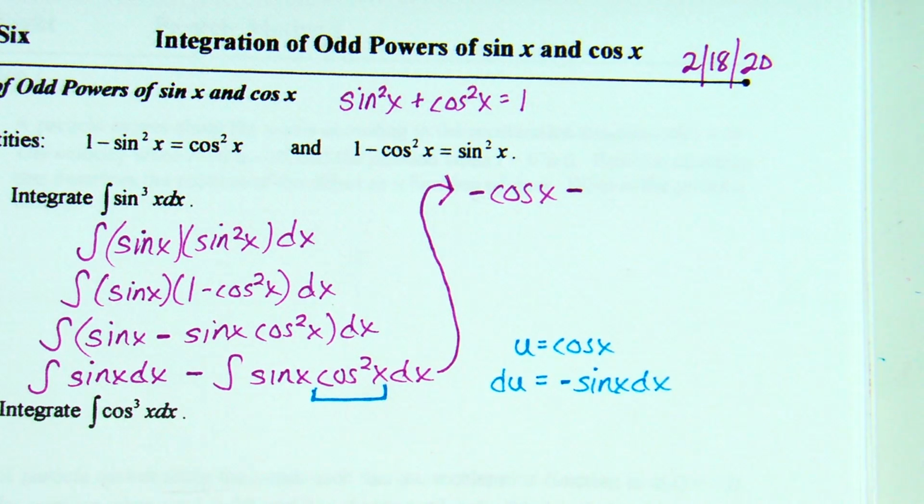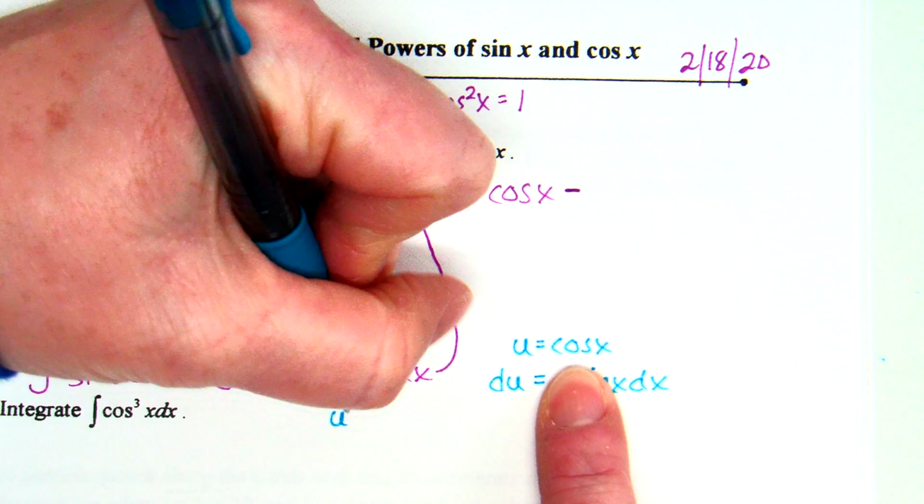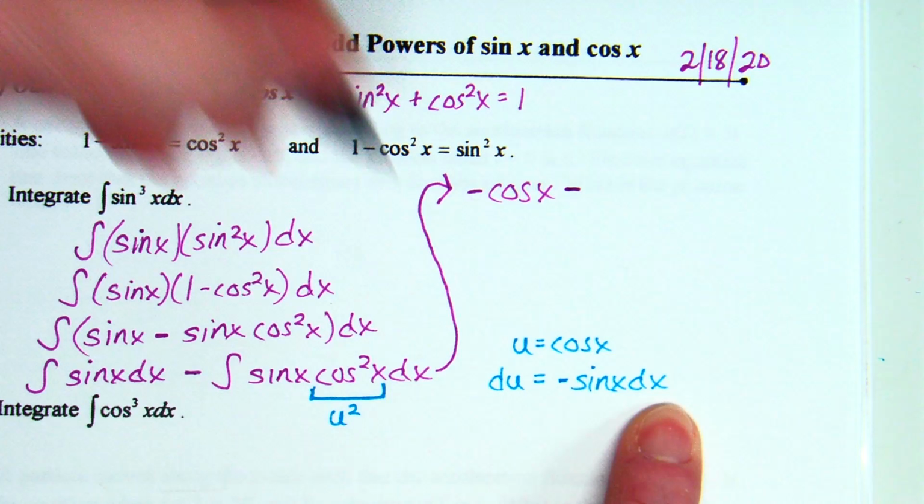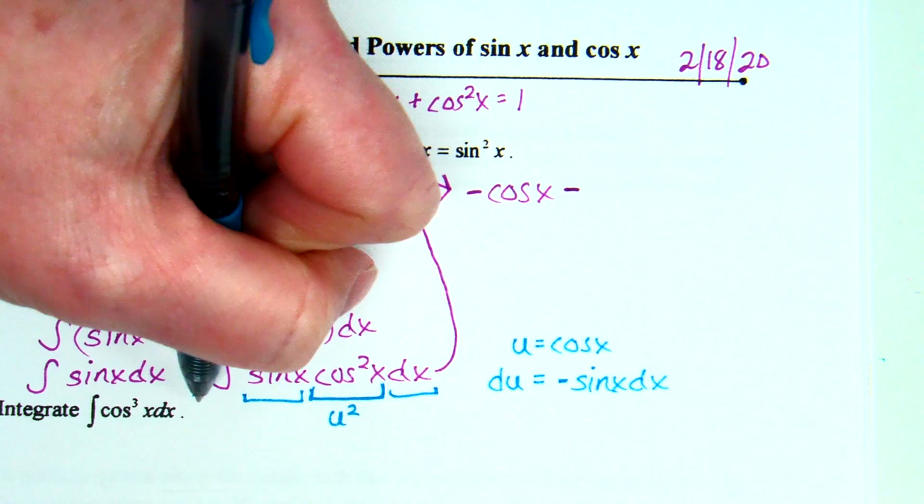So think about all my pieces covered here. Cosine squared x is going to be u squared, because if u is cosine, and this is u squared, what else do you notice here? We need a negative sine x dx. Well, what do you have? Here's dx. There's sine x. And officially, do we have a negative there? Kind of, except that I've already put that minus up there. So the key is, is everything covered?